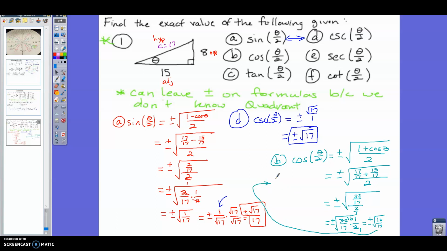So we are going to take the square root of the numerator and the denominator. Square root of 16 is 4. Square root of 17 is square root of 17. So again, here we need to rationalize. So we end up with 4 square roots of 17 over 17, and then we bring along the plus or minus.